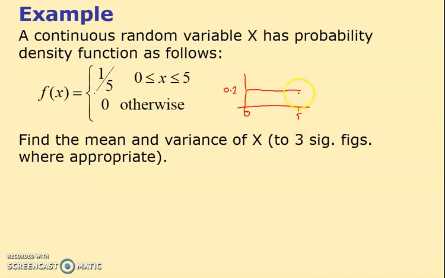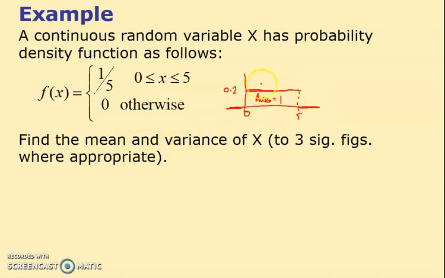And that seems reasonable because if you think about the area of this thing, 0.2 up, 5 across, can you see that area equals 1? And I've already said the area must always equal 1 on these. Otherwise, anywhere else, it is equal to 0. There you go. So that's my distribution.